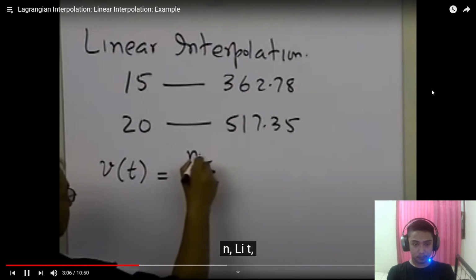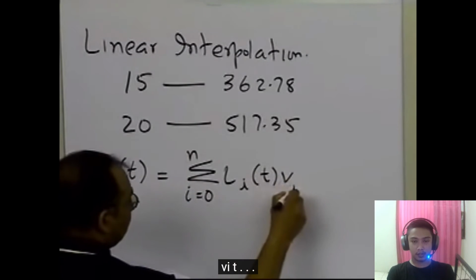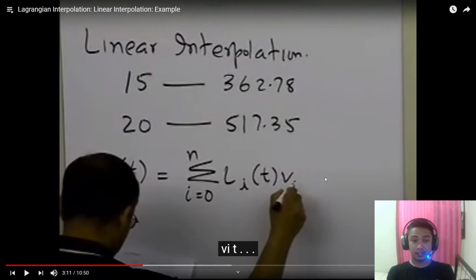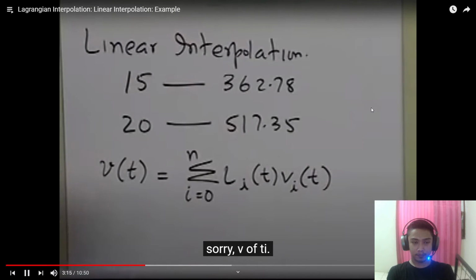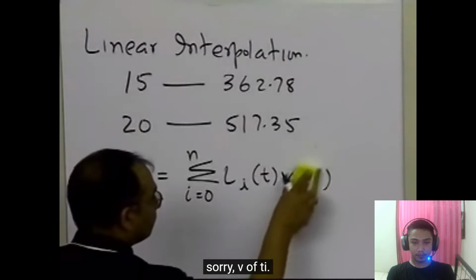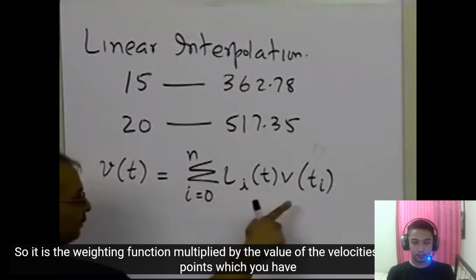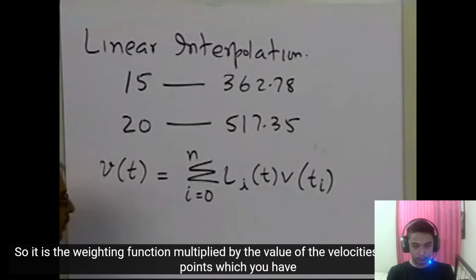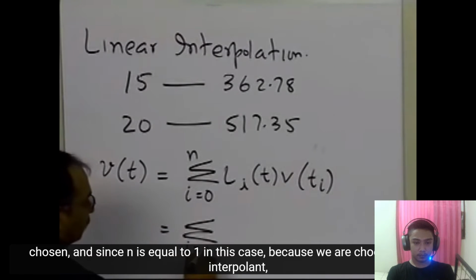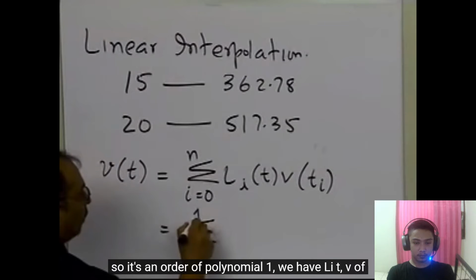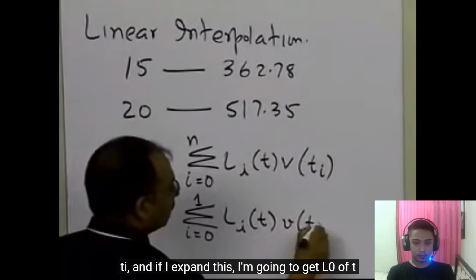The sum from i = 0 to n of L sub i of t times v of t sub i. Baik, weighting function ya, ini L i of t. So it is the weighting function multiplied by the value of the velocities at the different points which you have chosen. And since n is equal to 1 in this case, because we are choosing a linear interpolant, it's a polynomial of order 1, with L sub i of t, v of t sub i.